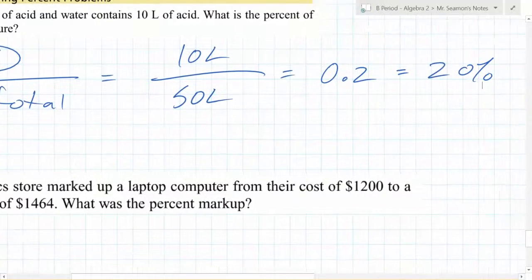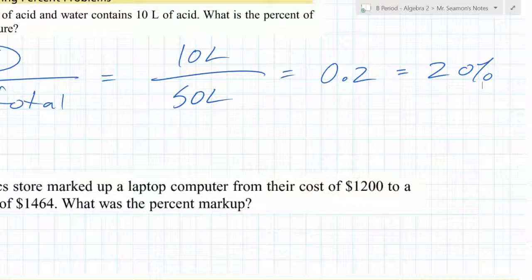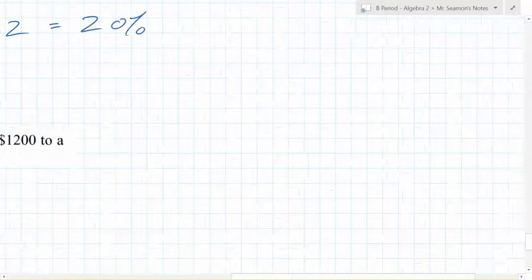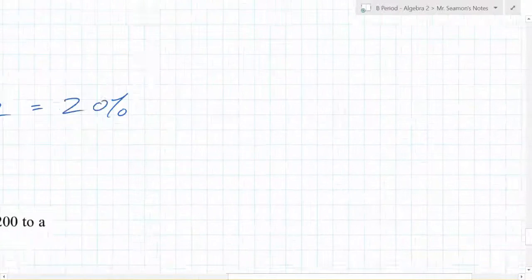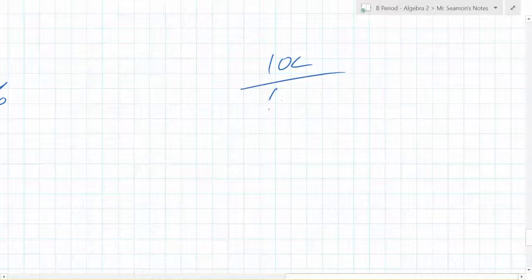Sometimes when it's nastier fractions, this is one of the things you'll use your calculator for. So for example, let's say I said you had 10 liters of acid and there were 63 liters total. To find out this, you'd use your calculator. You do 10 divided by 63. And then you get the decimal. Yep, you get your decimal.